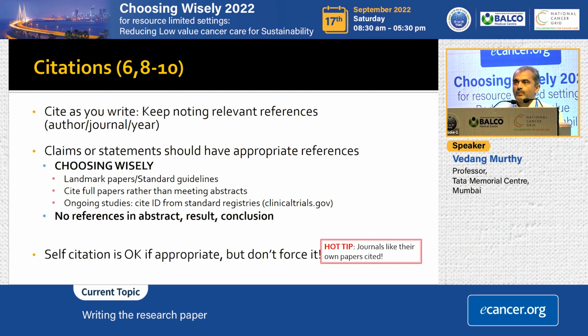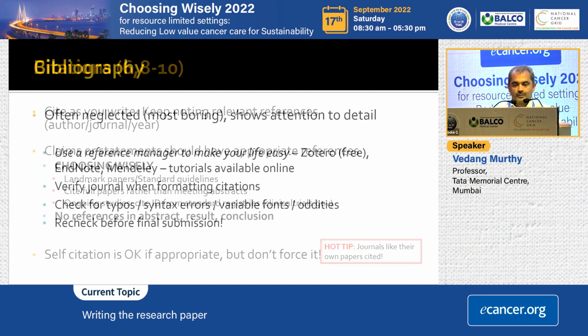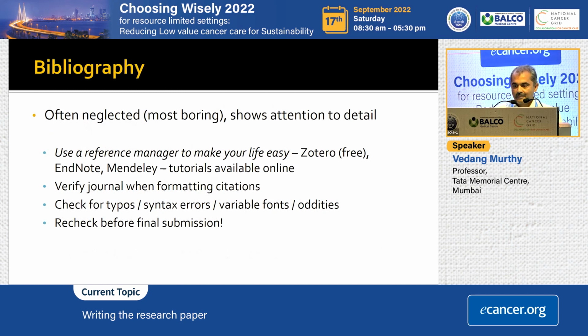Okay, this is probably the most boring aspect of the paper, and so it's often the most neglected, but it shows attention to detail. There are several good reference managers available. Some of them are free. Learn to use them before you start writing any of this. It's really helpful. It's a lifesaver. And recheck your bibliography before final submission. And I'll tell you what, errors in bibliography are often picked up by the editors and reviewers. And if there are several errors there, I would maybe subconsciously think about the quality of research that you've done if you've not got your references right.